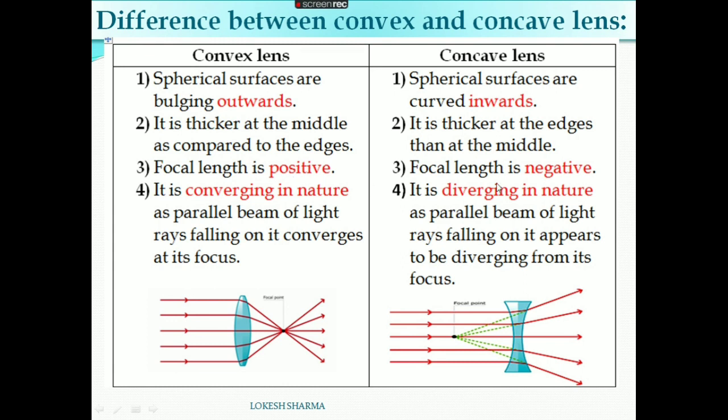Focal length is positive. Here focal length is negative, because the focal length in convex lens is on the right side and distances measured on the right side are positive. And here the principal focus is on the left side and distances measured on the left side are negative. It is converging in nature as we have discussed earlier, and it is diverging in nature as we have discussed earlier.